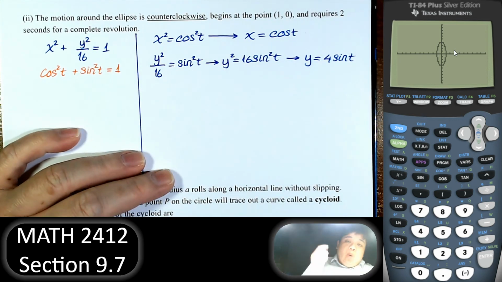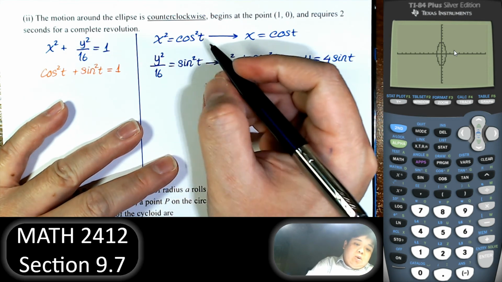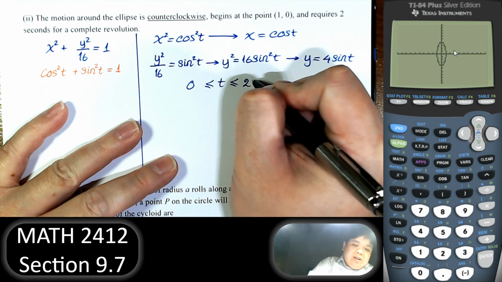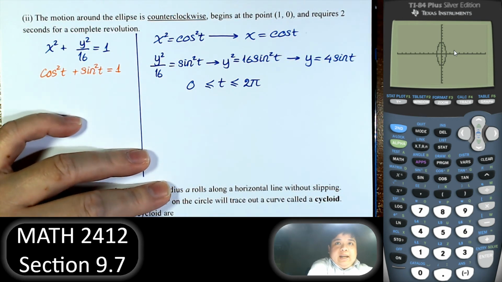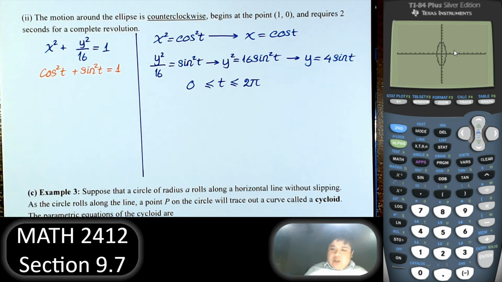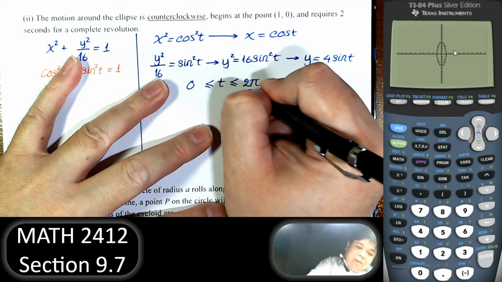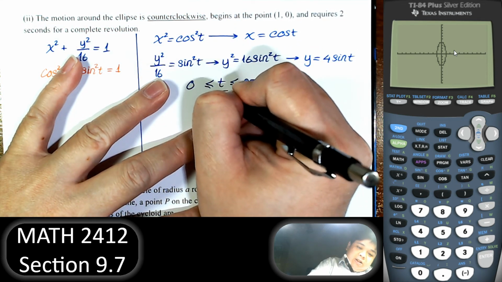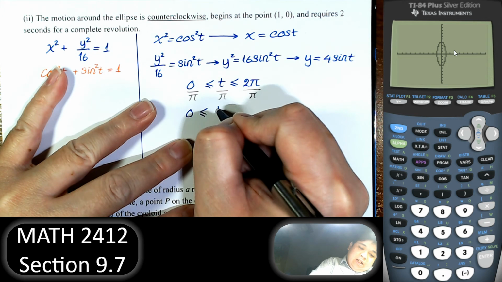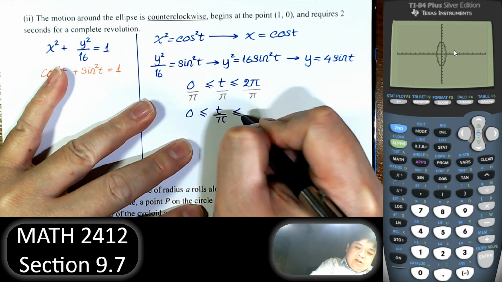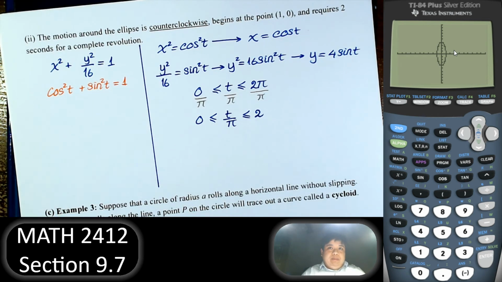Now, what we want originally, if we travel one revolution, it is going to be what? 2 pi, right? But now if we only want one revolution in 2 seconds instead, how do we do that? If that is the case, we need to divide by pi on both sides. So we have 0 less than t over pi less than 2. If we write it like that, it will be between 0 and 2.